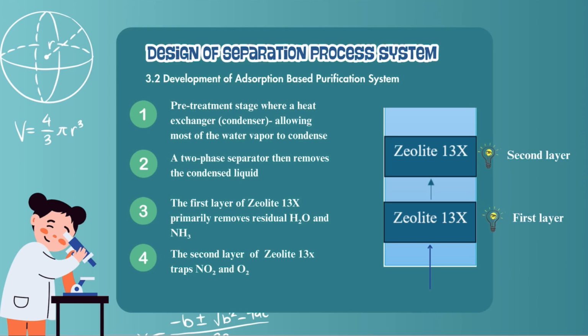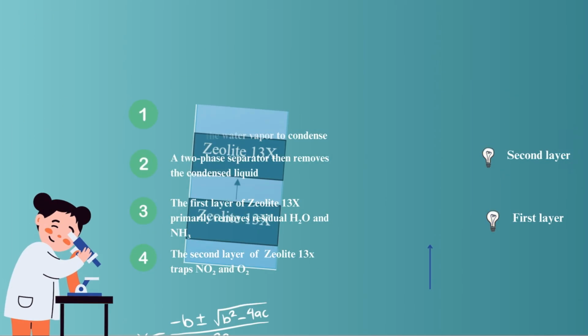The first layer primarily removes the residual H2O and unreacted NH3, as zeolite 13X efficiently adsorbs ammonia due to its strong electrostatic interaction with polar molecules. The second layer captures the remaining O2 and NO2. Zeolite 13X adsorbs O2 through van der Waals interactions, and NO2, being highly polar, interacts strongly with the charged surface of zeolite 13X. This setup ensures that only high purity NO exits the system.